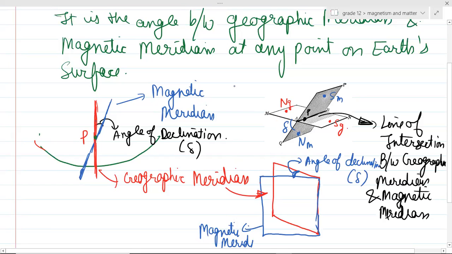Okay, what exactly is happening? Is it clear? Can you see this point P is lying in the magnetic meridian as well as the geographic meridian? So basically, can you see both are what? Is this clear? Guys, hello.